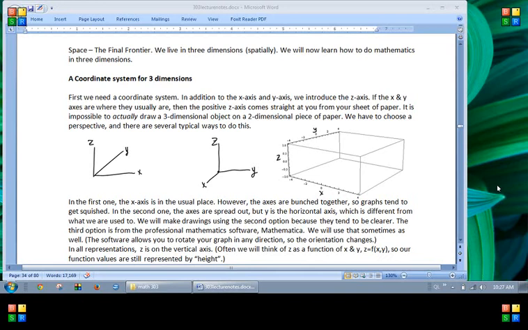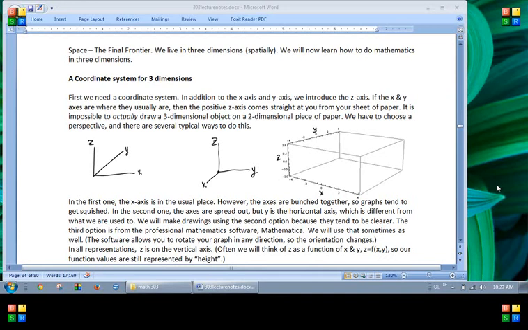Now that particular one was actually made by the professional software Mathematica. I'll use that sometimes to make demonstrations. One of the nice things about Mathematica is that once you graph the object, you're able to rotate the object just by clicking and dragging. You could also do that with Maple, for example.